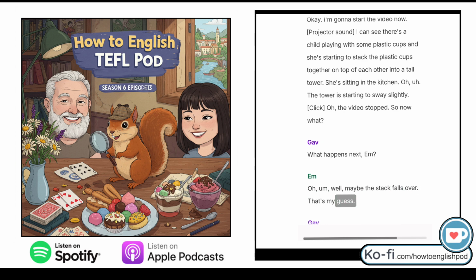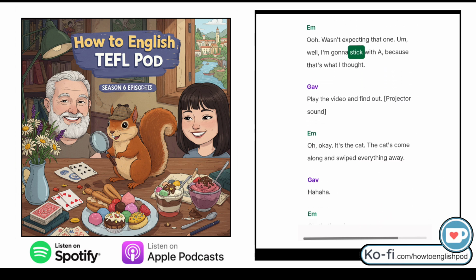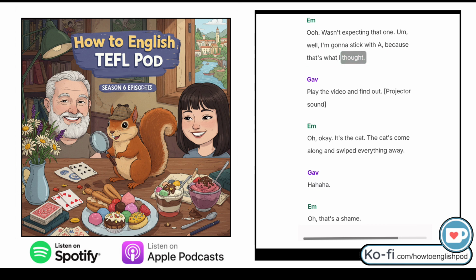That's my guess. Would you like the multiple choice options? Yes. A. The tower collapses and the child laughs. That sounds like your answer. B. The child places the final cup and it stays perfectly. Or C. A cat jumps onto the table and knocks it over. Oh, wasn't expecting that one. Well, I'm going to stick with A because that's what I thought. Play the video and find out.